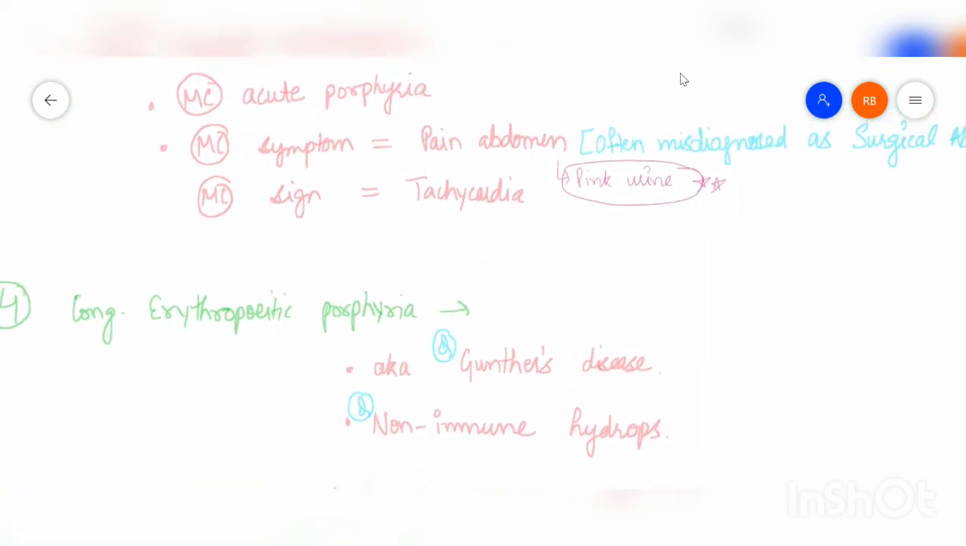Okay, coming on to the next, congenital erythropoietic porphyria. Just 2 points you need to remember here, that it is also known as Gunther's disease and it can cause non-immune hydrops. Guys, try to remember both of these points because these are already asked as an MCQ in your previous years.